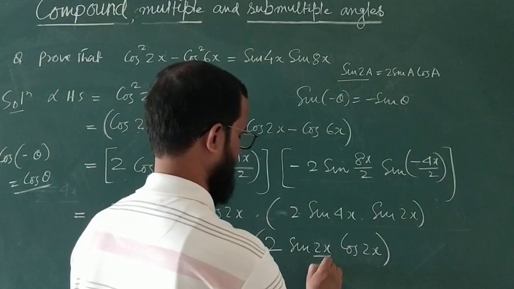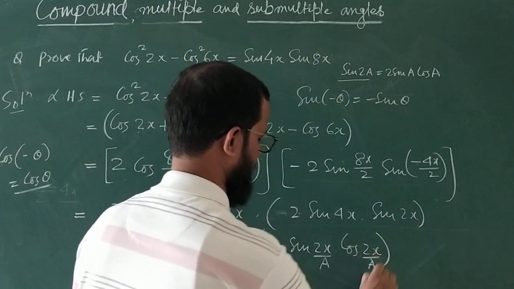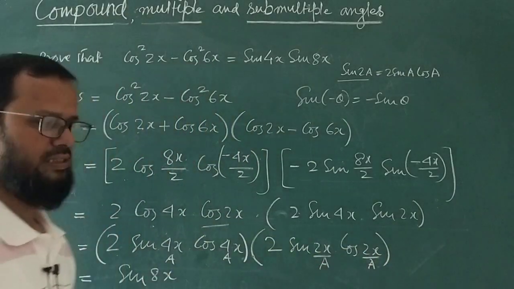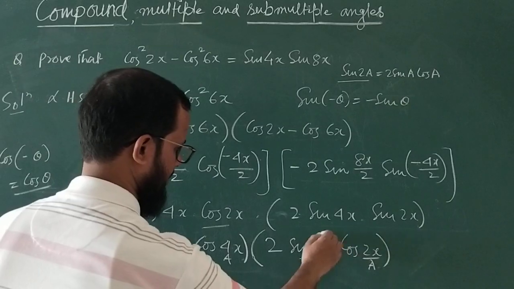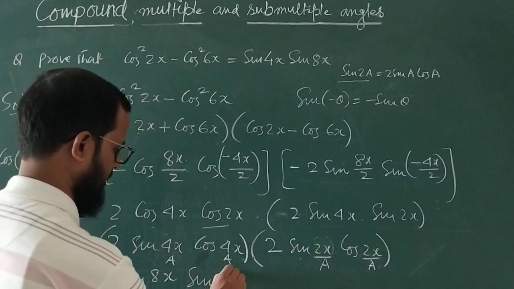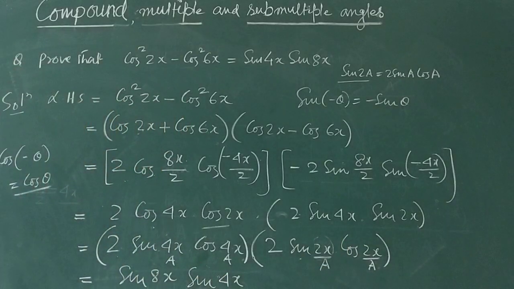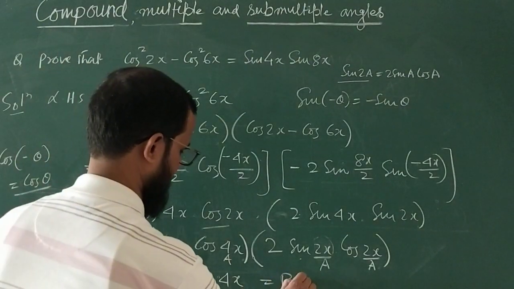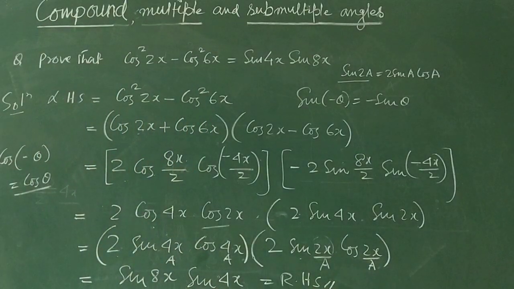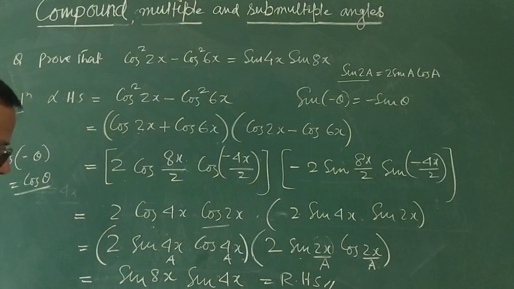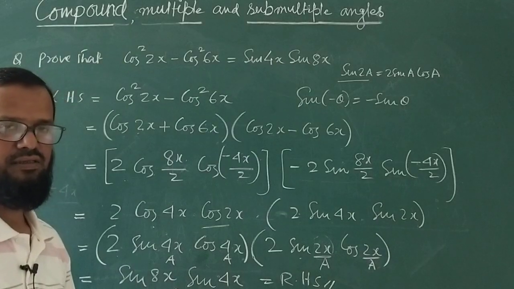A means what? 2x. Okay, 2 sin a cos a equal to what? Sin 2a. So it can be written as 2 into a. A means twice x. 2 into twice x means what? 4x. And hence finally we get our right hand side, which equal to what? Right hand side, and hence proved. Okay. So this is the way you can apply this particular result to reach our desired target.